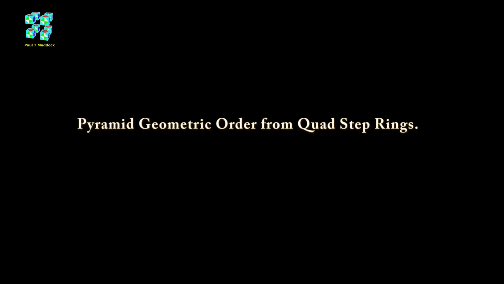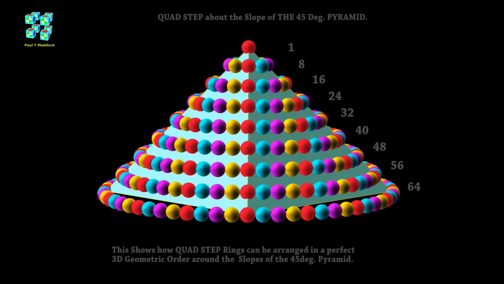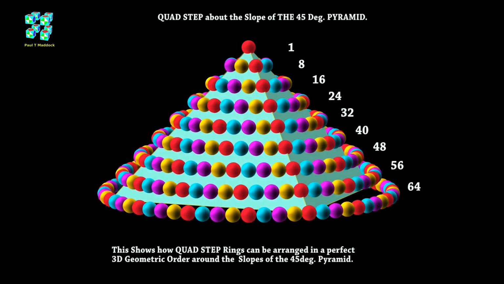Hi, this is Paul again, and I've got a video to show you called Pyramid Geometric Order from Quad Step Rings. In this video I show you some really good connections between the rings and the pyramids. I think this shows that the Africans knew about three-dimensional order coming out of the ring geometry system. Three-dimensional order was never taught in the Western universities. I don't know why.